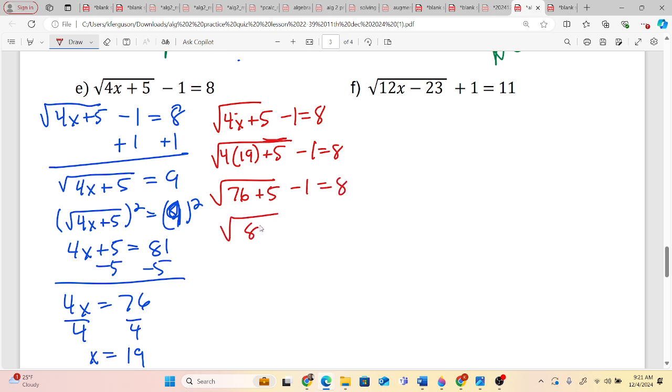That is the square root of 81 minus 1 equals 8. Square root of 81 is 9. So 9 minus 1 equals 8. 8 equals 8. Yep, yep, yep.